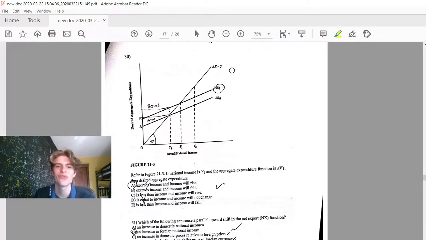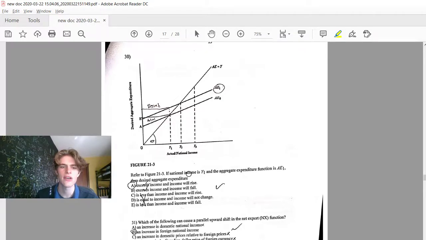This one, I drew a lot on this graph. Refer to the figure: if national income is Y1, so here, and aggregate expenditure is AE1, the top one, then desired aggregate expenditure... So just reading off the graph, I labeled what actual and desired was. This top line here is desired, right? Just tracking over from Y1. And the bottom line is actual, where AE is equal to national income.